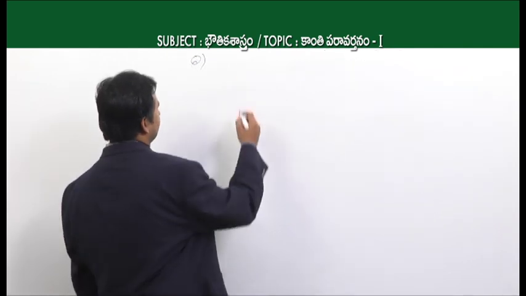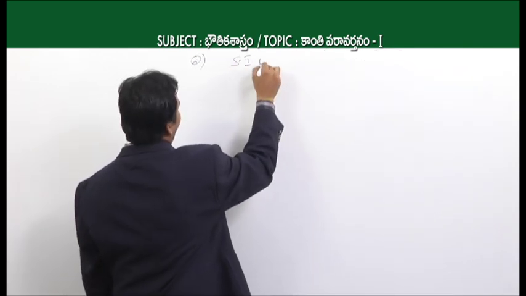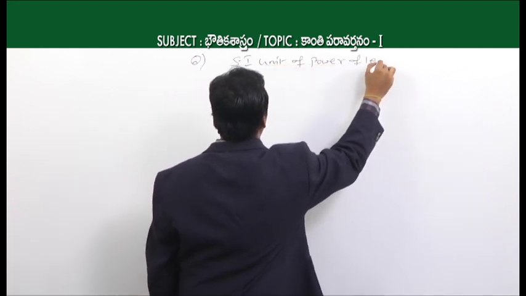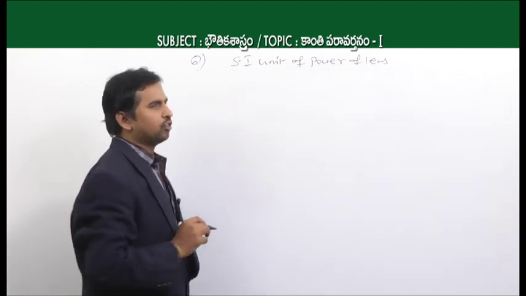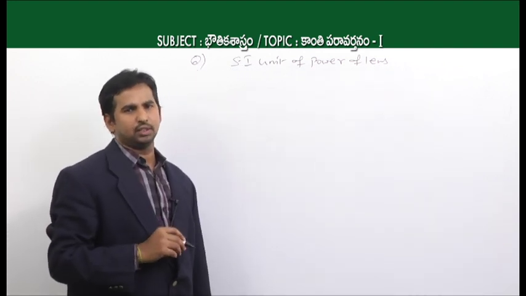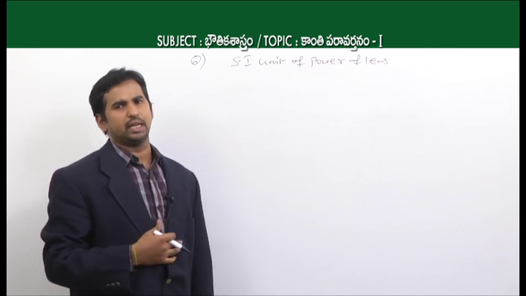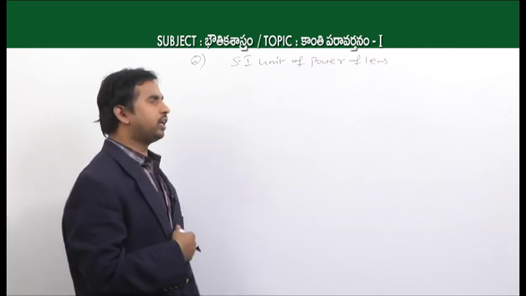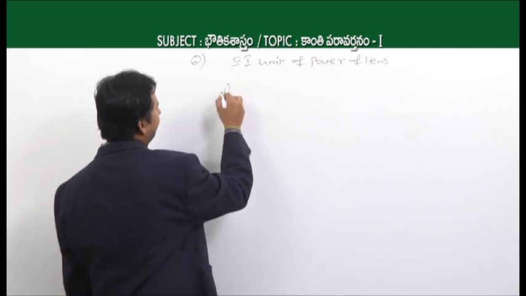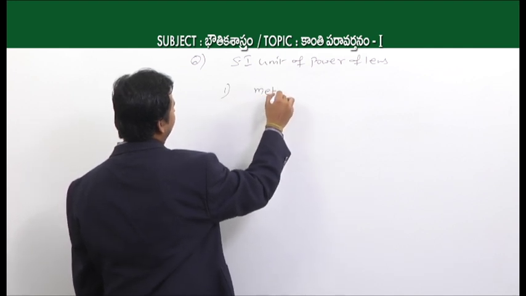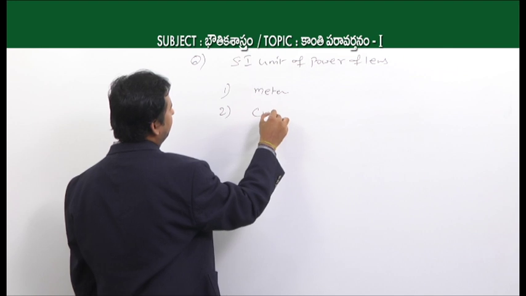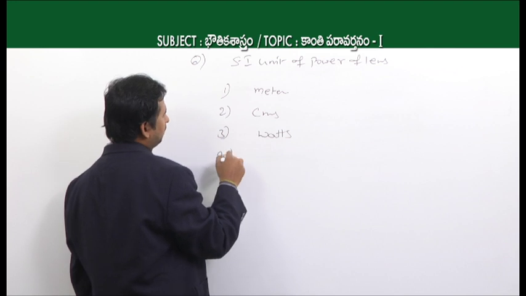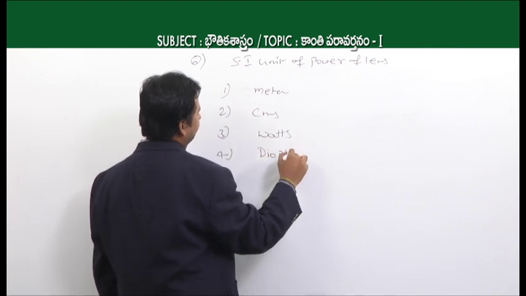Now we will see one more question, the SI unit of power of the lens. Power of the lens means nothing but the degree of converging or diverging of the light rays; that we call the power of the lens. Now we are taking its SI unit, and the given options are meters, second centimeters, third watts, and the fourth option is diopter.